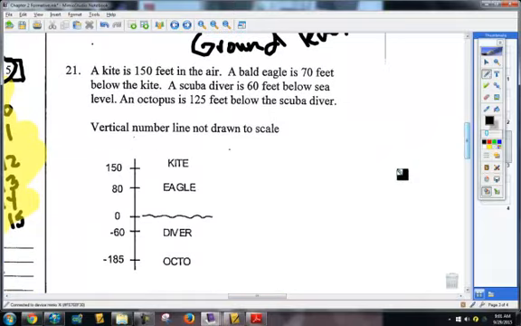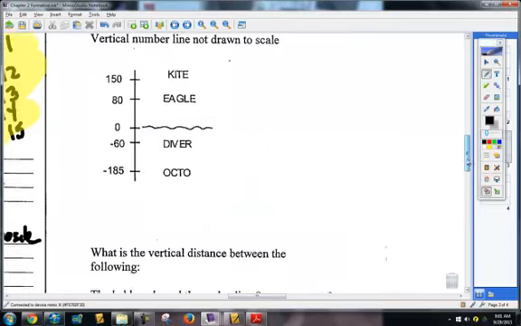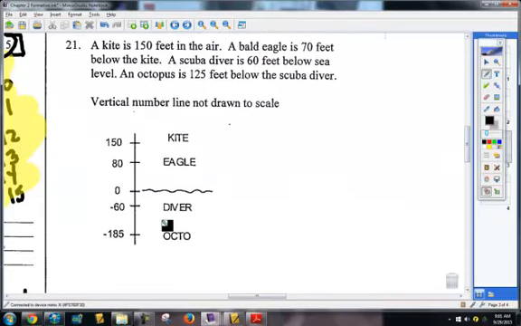On this one, I went ahead and gave you the picture, because if you have to do your own picture, you could miss all these if you mess up one thing up there. So, we wanted to give you one. A kite is 150 feet in the air. There it is. The bald eagle is 70 feet below where the kite is. So, that's where we do 150 minus 70. That's why it's at 80 feet above sea level.